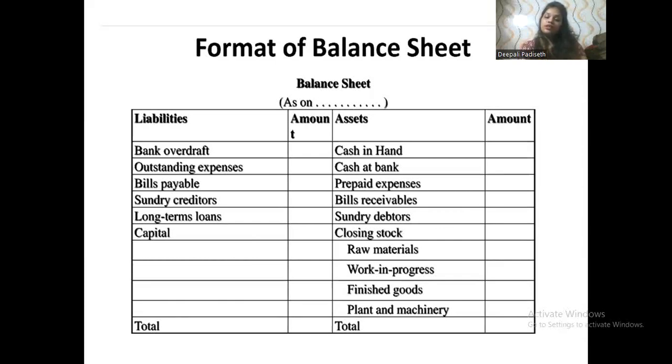Liabilities: in liabilities we can consider bank overdraft, outstanding expenses, whatever expenses remain to be paid, bills payable, sundry creditors, long-term loans, and capital. In the assets part, cash in hand, cash at bank, prepaid expenses, bills receivable, sundry debtors, closing stock, raw materials, work in progress, finished goods, plant and machinery. All these particulars should be mentioned in the format of the balance sheet, and the amounts should be written in it. So this is the format of the balance sheet.